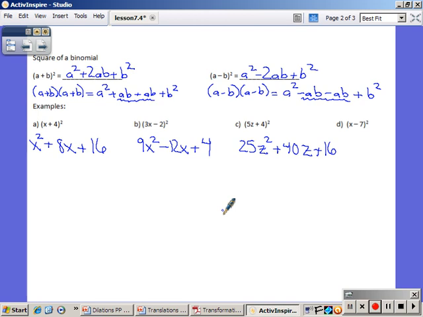And then my last one, back to a difference, so that just means it'll be minus in between. First term squared will be x squared, minus the product would be 7x, double is 14x, plus 7 squared, or 49. So again, when you have the square of a binomial, square the first term, plus or minus whatever it was originally, double the product of the two terms, always plus the second term squared.